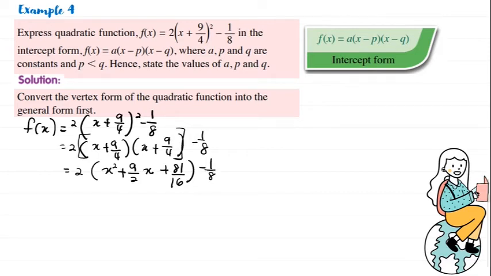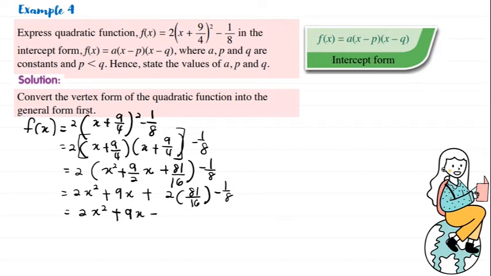And then expand 2 with the bracket. So I will get 2x squared. 2 multiplied with 9 over 2 becomes 9x. And then solve this one. 2 in bracket 81 over 16 minus 1 over 8. So you will get 2x squared plus 9x plus, press the calculator, 10. Okay, this one you can press your calculator. So the calculator will give two answers, which is x. Okay, I write it above. x is equal to negative 5 over 2 or x is equal to negative 2.